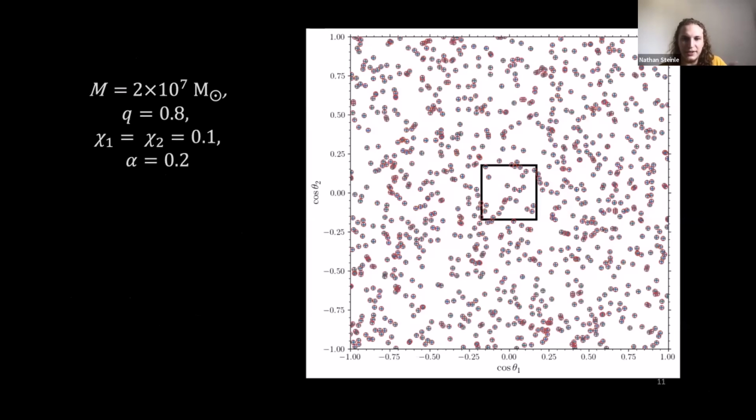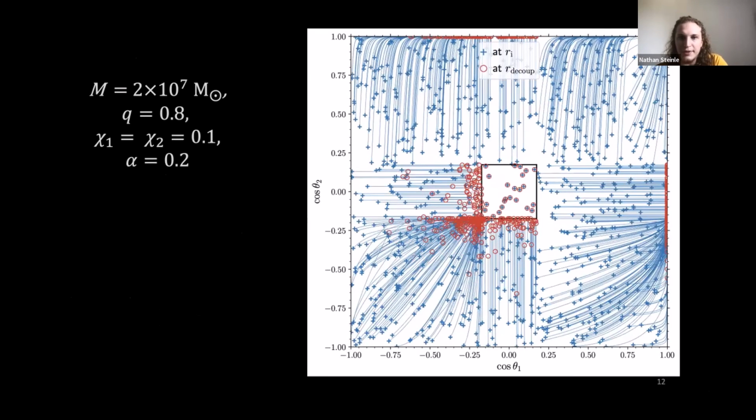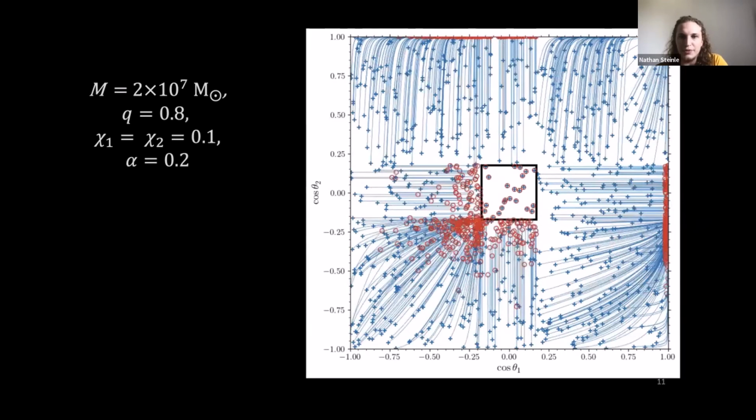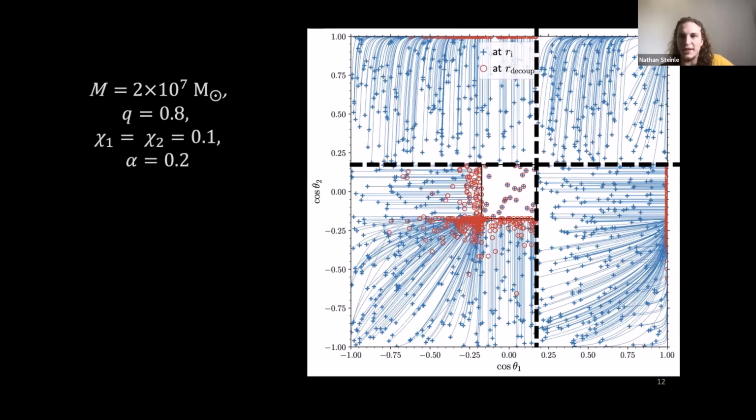And I have a little movie here. So more generally, if you choose the total mass, the mass ratio, the spin magnitude, and the viscosity, you can hopefully see how these binaries actually move in the plane. And so in this case, the secondary is aligning more quickly than the primary. That's why they go up faster than they go to the right. And then they settle down into these kind of well-localized regions of the parameter space.